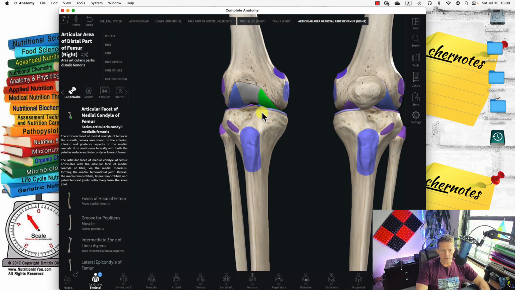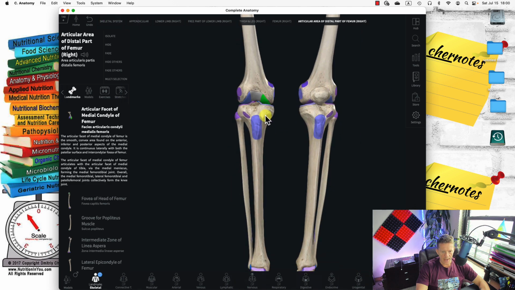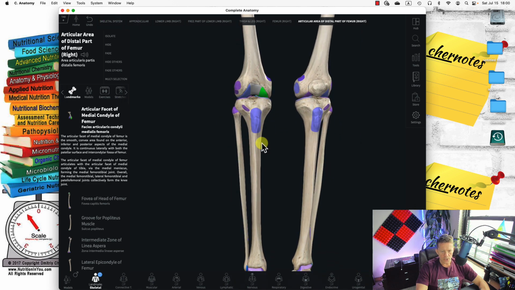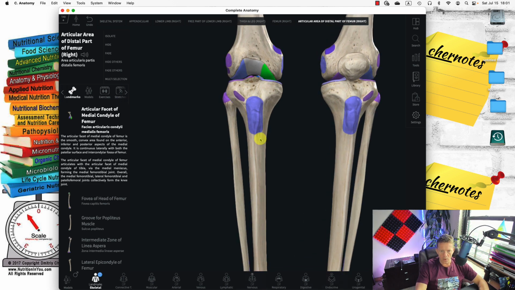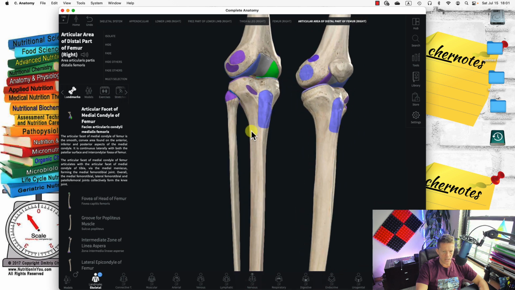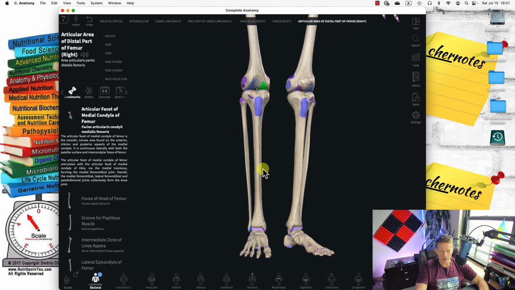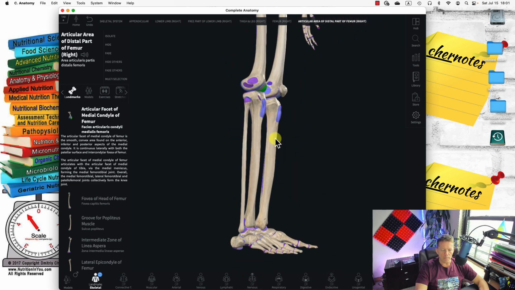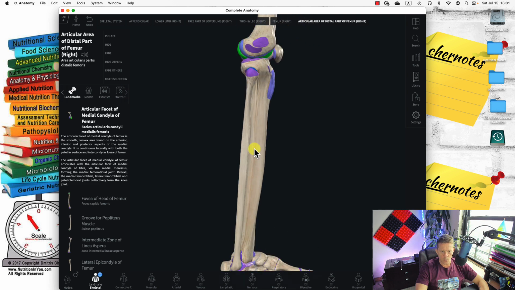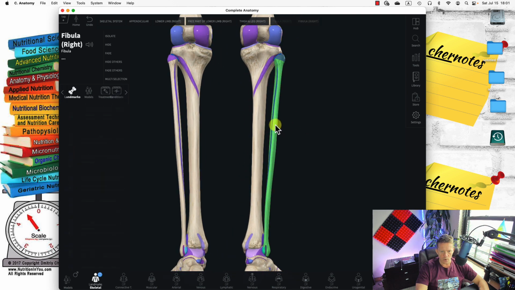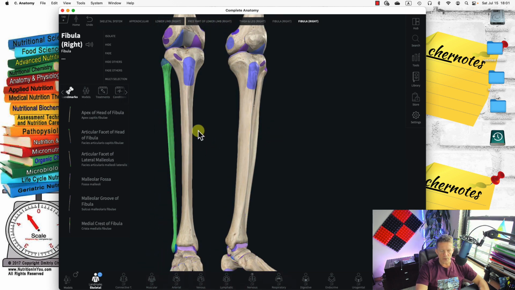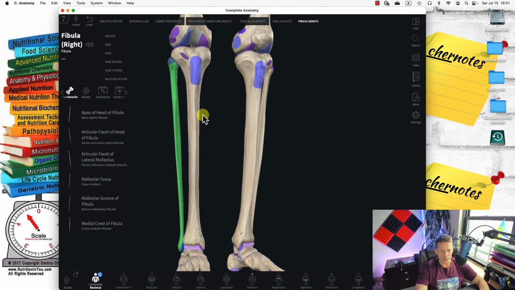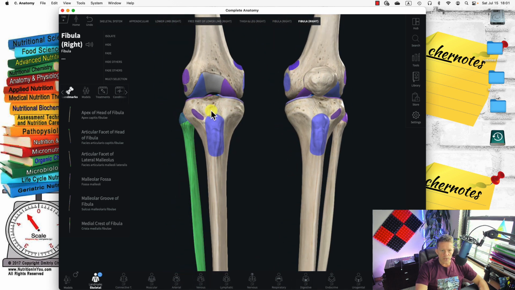Then distally, the femur articulates with the leg, and the leg includes the tibia and the fibula, similar to the forearm, with the humerus and the radius. The tibia is the medial bone, and the fibula is the lateral bone. The tibia bears the weight, and the fibula does not bear any weight. The fibula is important for muscle attachments and for balance, but there's no weight bearing on that particular bone.